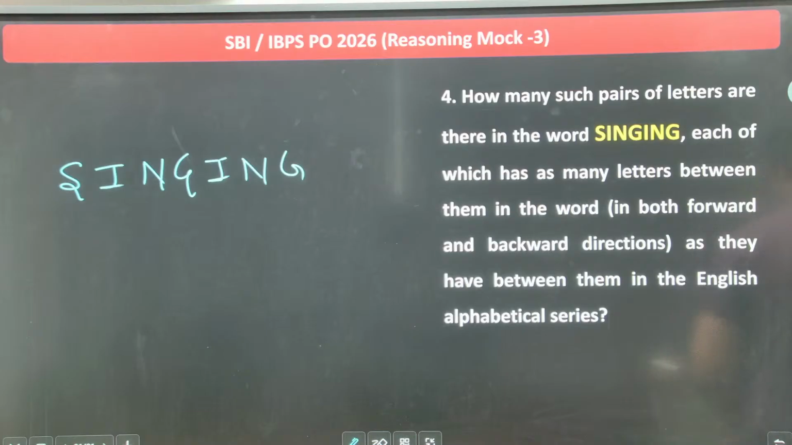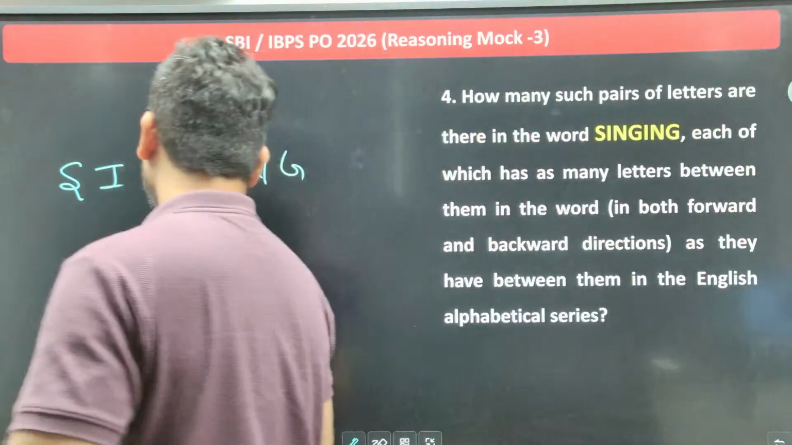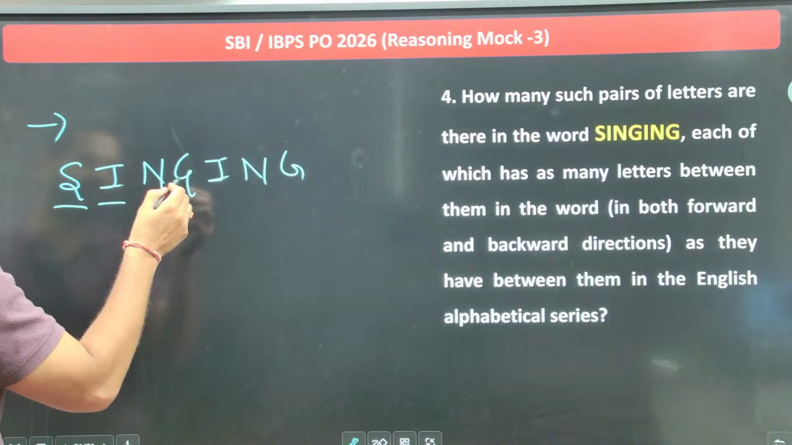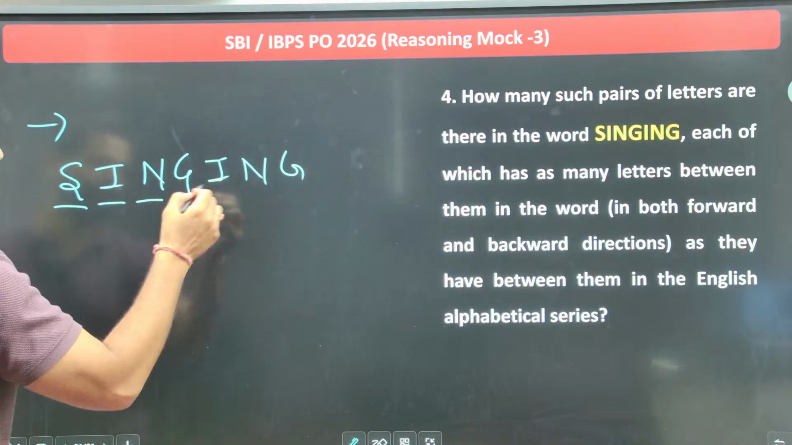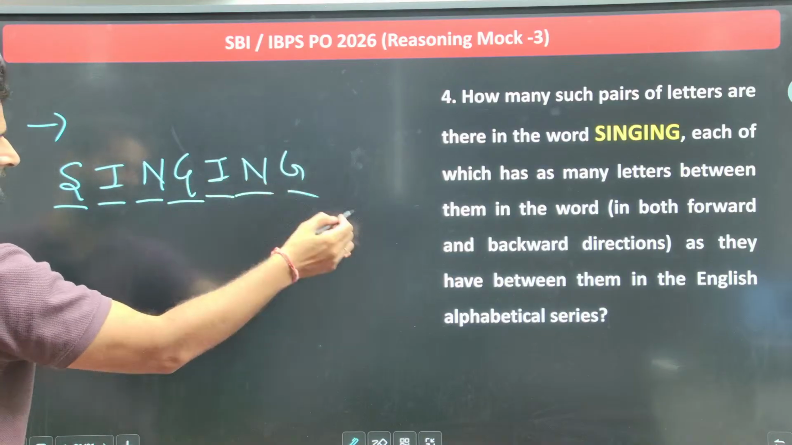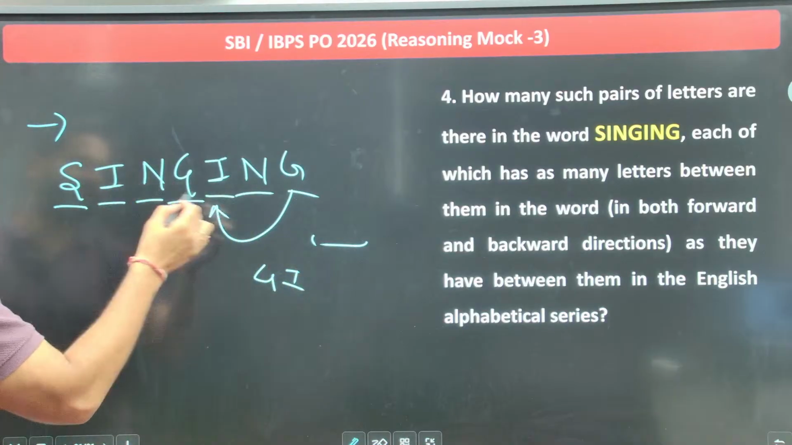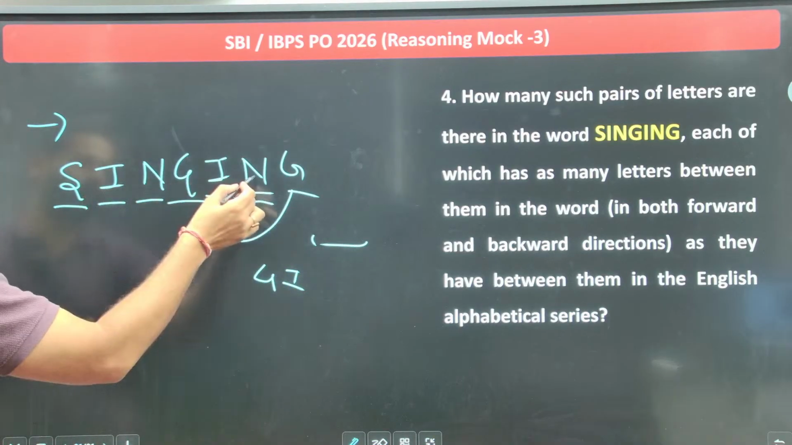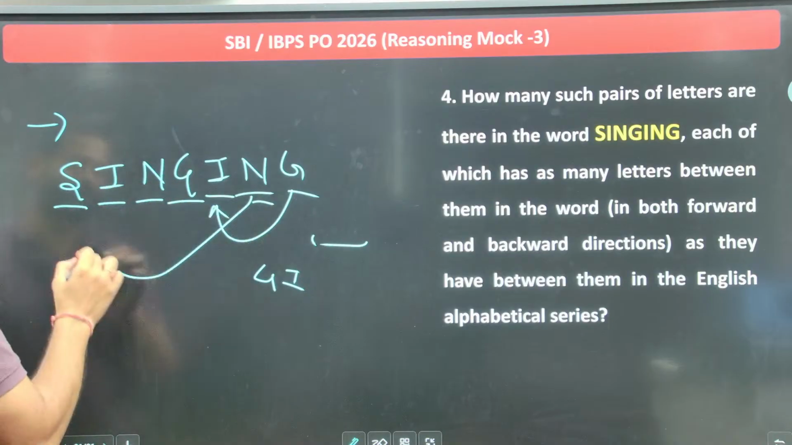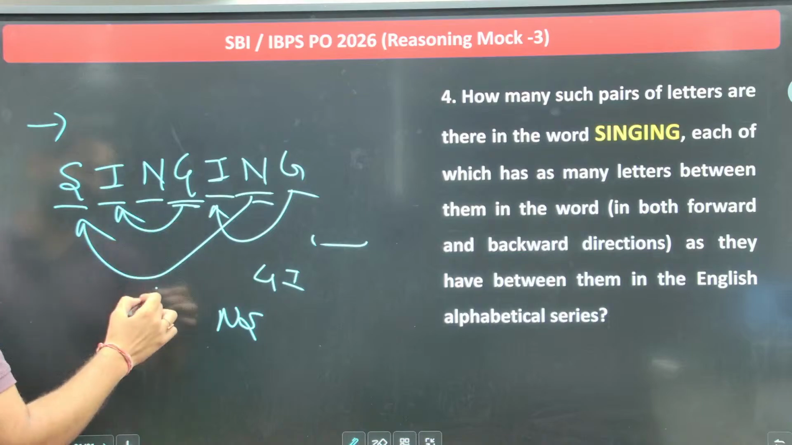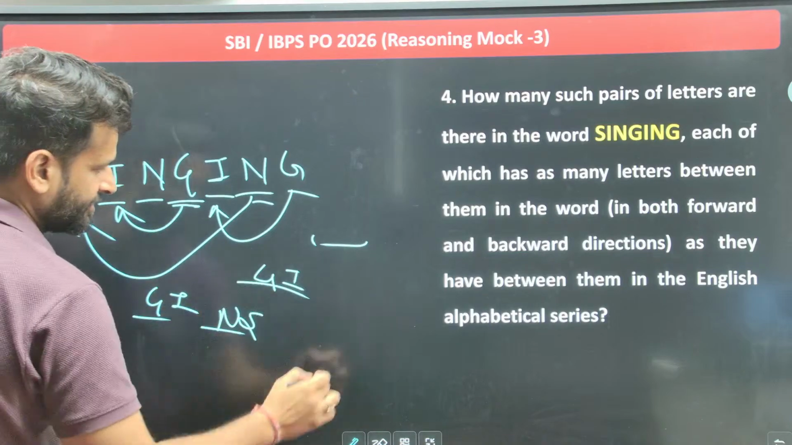Shall we see? Both in forward and backward. Starting from S, T, U, V, W, X, Y, Z, I, J, K, L, M, N, O, P, G, H, I. N is not there in reverse. G, H, I, one pair. Then I, J, K, L, no. N, O, P, Q, R, S, yes. Going from N to S. G, H, I, again one pair. G, I, N, S, G, I.